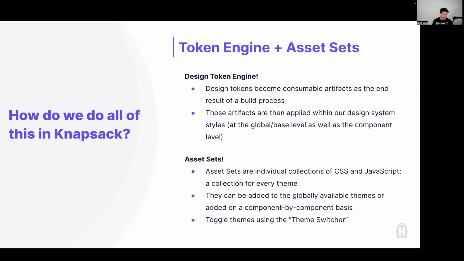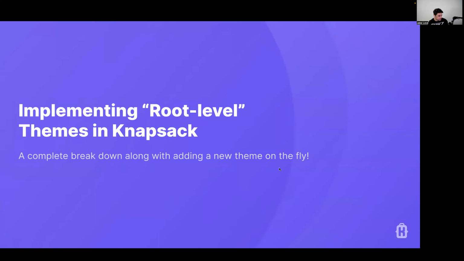And then lastly, this all gets tied together with our theme switcher, which, if you're on a pattern page, you'll see a little drop down top right, and then you can actually choose between your asset sets to reflect the different themes using the exact same structured markup, the exact same coded component library. Okay, and that brings us into our implementation time, root level theming inside of Knapsack.